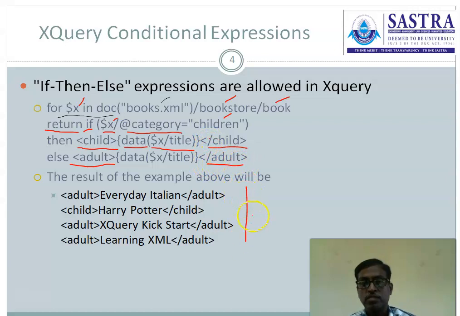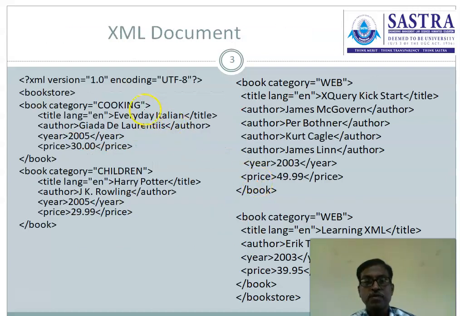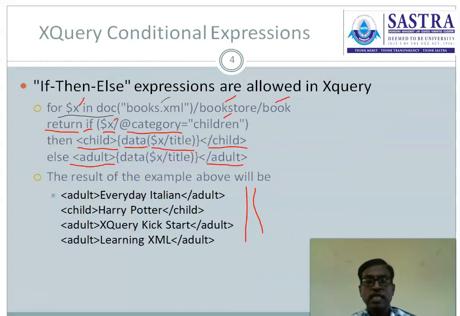So this is the result of the previous query. See the previous program. How many categories are available? Cooking, web, and children. As we have given category equal to children, that is displayed in child. Otherwise, it is displayed in the adult tag. See here, only one book comes under the children category, so child, Harry Potter, child. The remaining books are displayed in adult. Web category and cooking category, both are displayed in adult form.